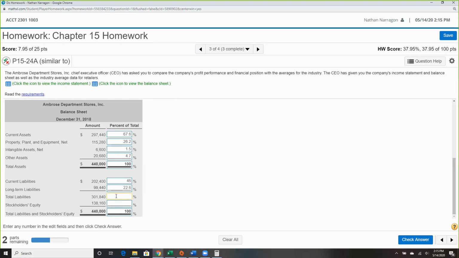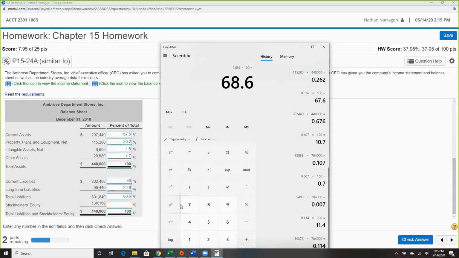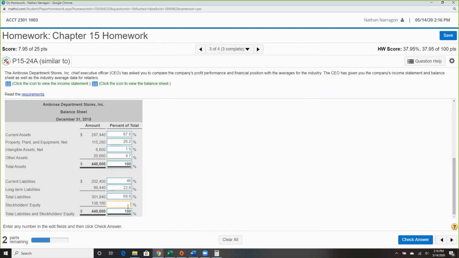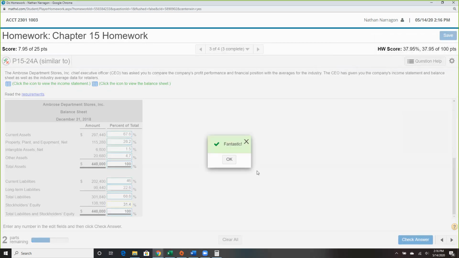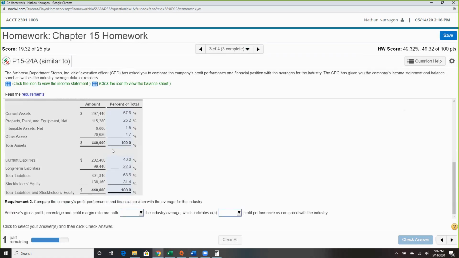$68.6 total liabilities. And then stockholders' equity, $71.4. Okay. Check. We're good. It's really all that vertical is. Again, knowing which ones are the 100%, and then just dividing all the numbers into it.